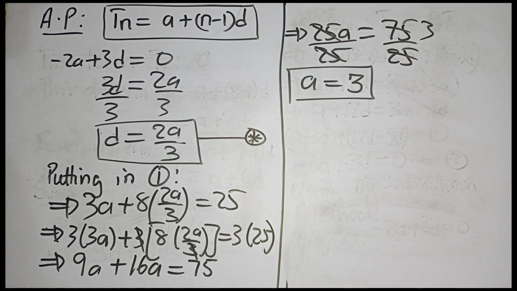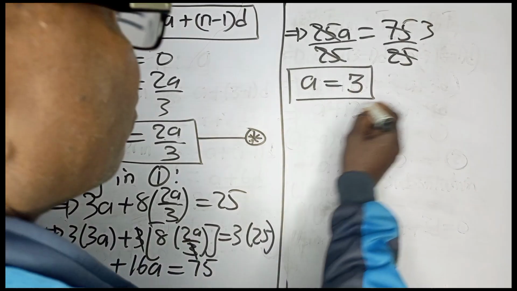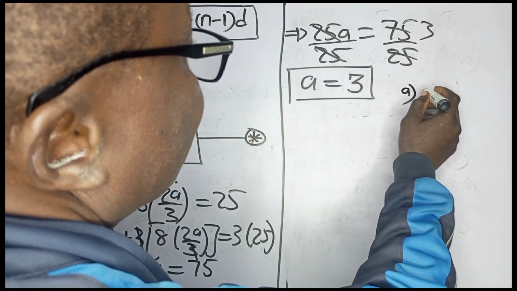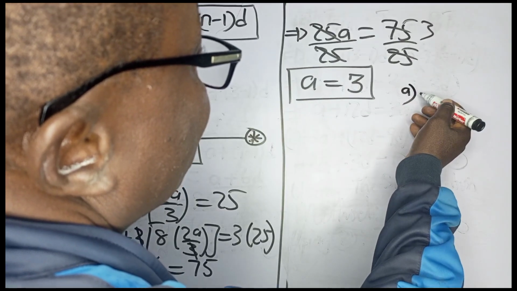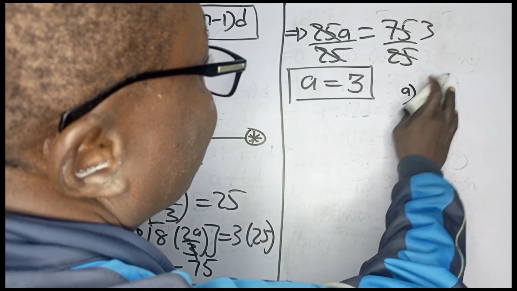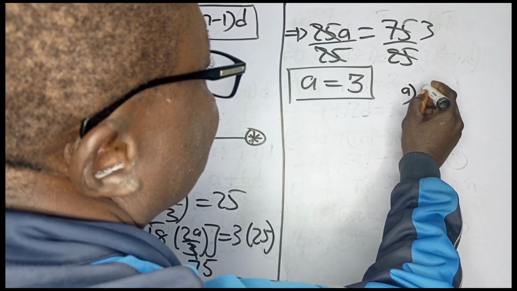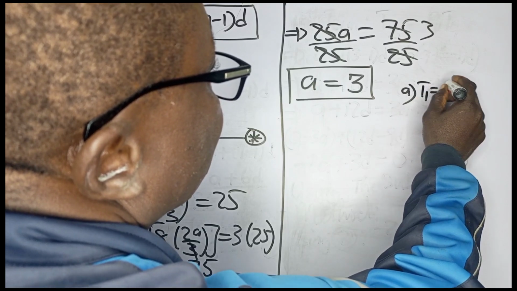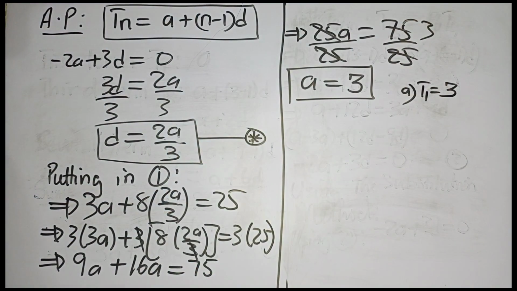That gives us the value of a, which is our first term. So in other words, we have answered subpart A. Subpart A of our question is: first term T1 is 3. So we've answered part A of our question.